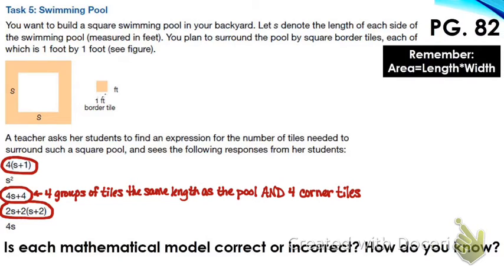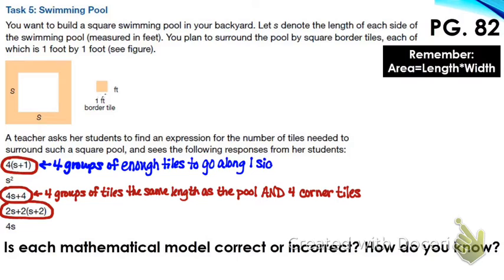So this is 4 groups of enough tiles to go along one side and a corner.